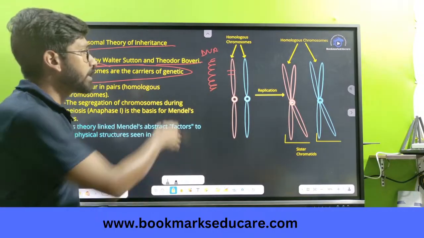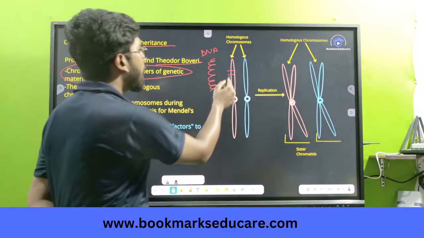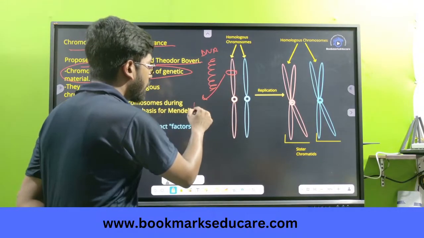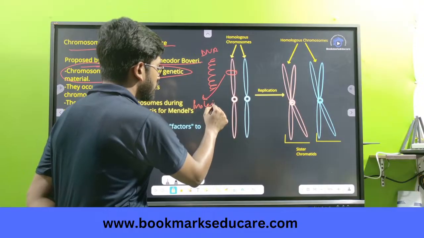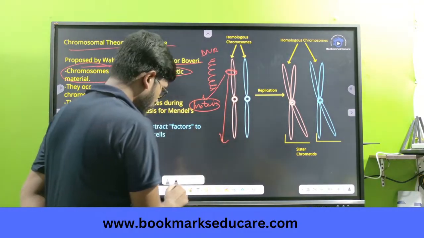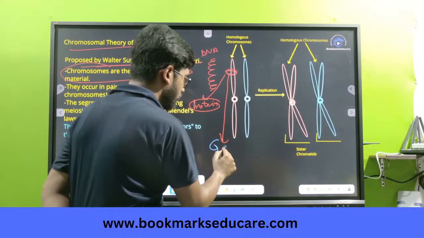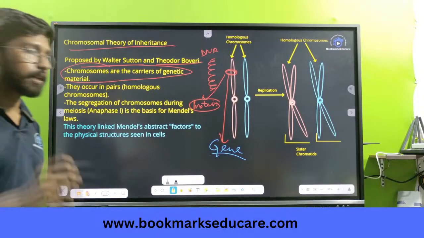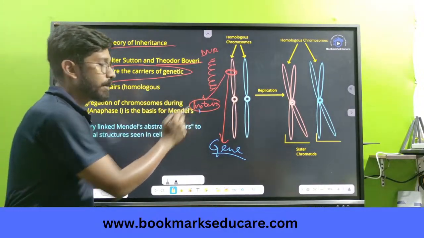If you are a software, DNA is the code. Now, if I take a part of a chromosome which produces a protein, then this part is called as what? Gene. This is gene, a functional part of your DNA that is creating a protein.